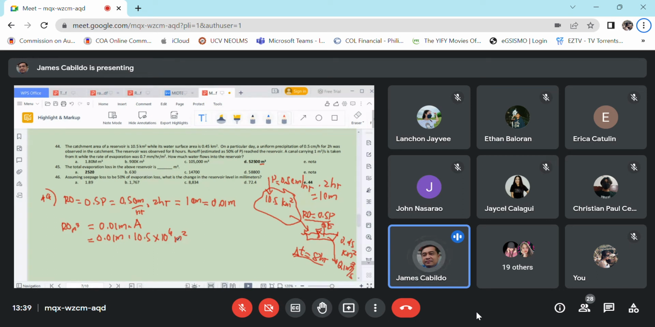Right. Para ma-verify lang, yung area which is equal to 10.5 square kilometers, convert natin to square meters. So, yung 1 kilometer, there are 1,000 meters. So, square natin yan. So, 10 to the 6, no? Kasi 1,000 squared is 10 to the 6. So, 10.5 times 10 to the 6. Right? So, compute natin yan.